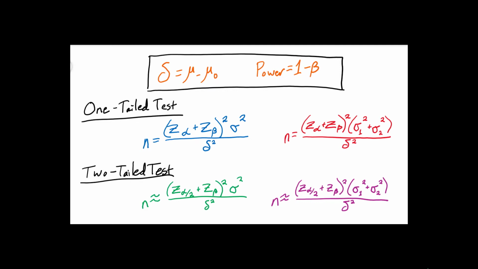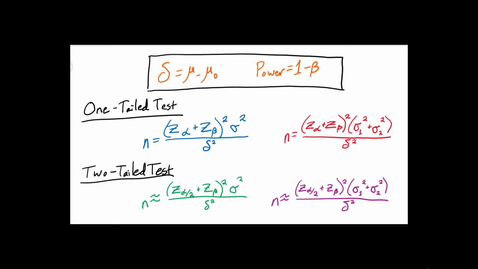So when we have a single tail, a one-tailed test, and a single mean that we're looking at, then what we do to find the sample size that we need to have the certain power test is we take our z sub alpha plus our z sub beta values, we add them together and square them, and then we multiply them times the variance of the population, and we divide by the difference of the true mean minus our hypothesized mean squared.